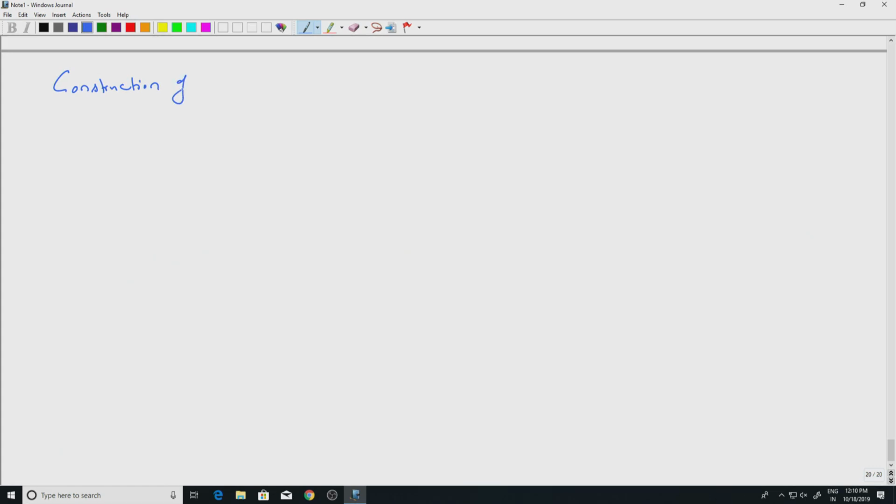Since Rn is sigma compact and every open set is sigma compact, we know the measure is going to be regular. So, in particular the Lebesgue measure will be a regular Borel measure on Rn. Okay, so let us start the construction. Construction of the Lebesgue measure.